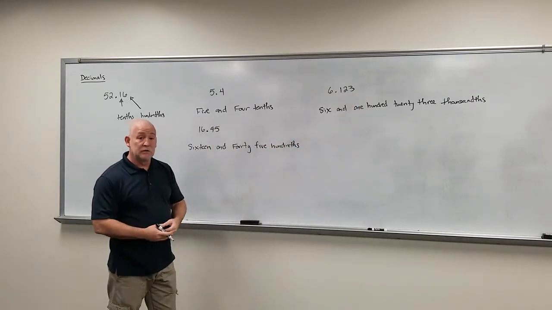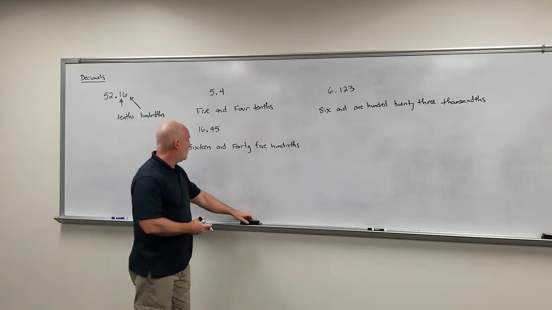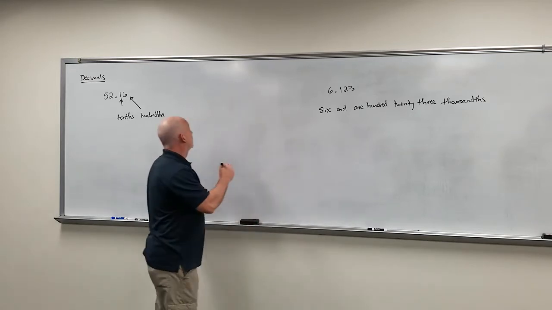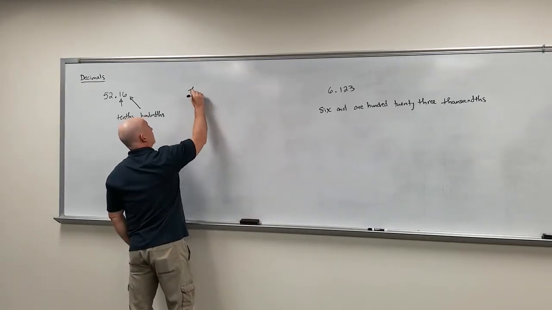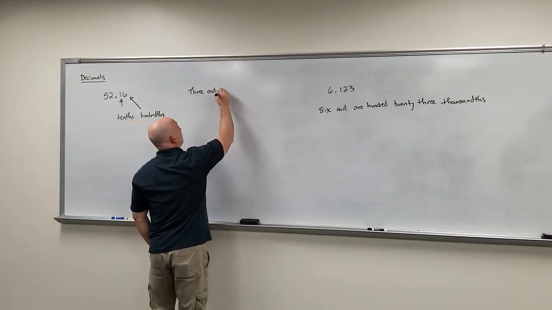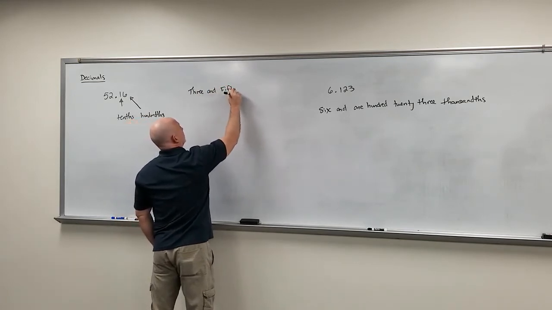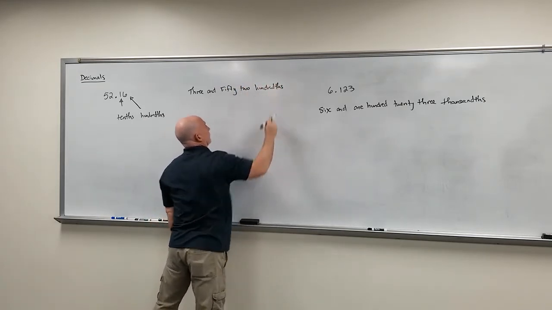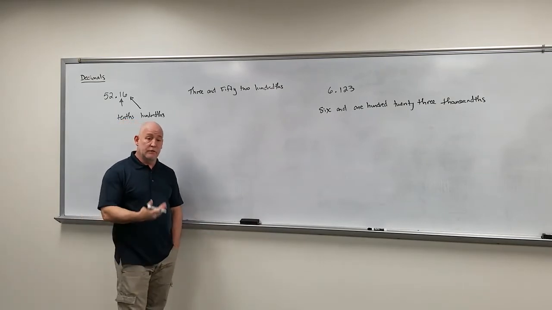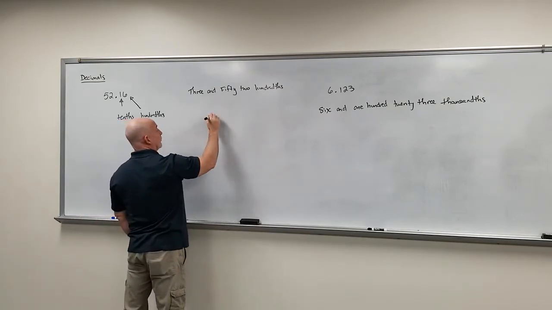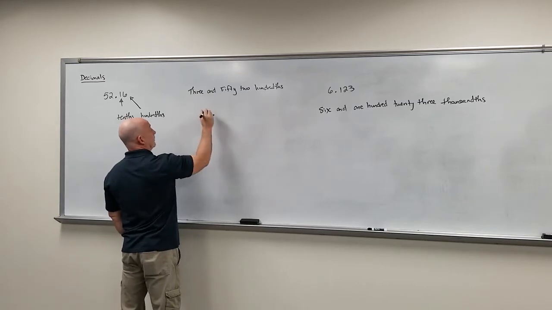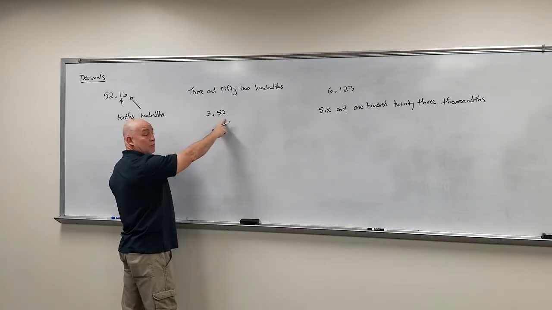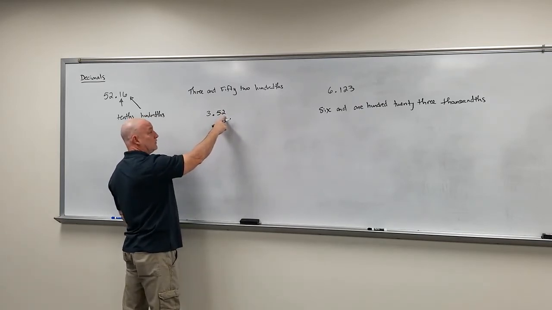Now we should also be able to do this in reverse. Let's say I said 3 and 52 hundredths. 3 and 52 hundredths. Okay, so we knew we got a decimal point. There's the "and." So on the left side we have a 3. On the right side we have 52. Now when we write our 52, we want to make sure the number to the right here is in the hundredths place.